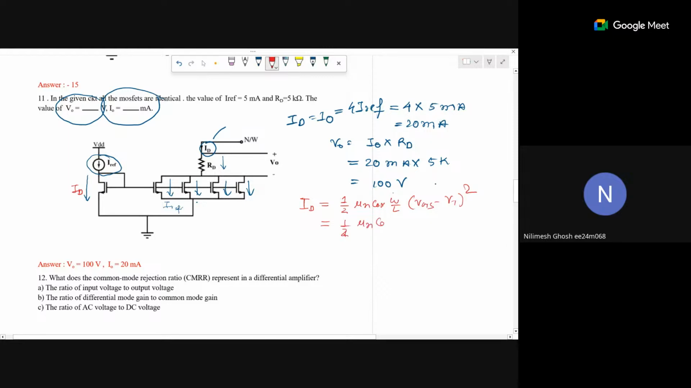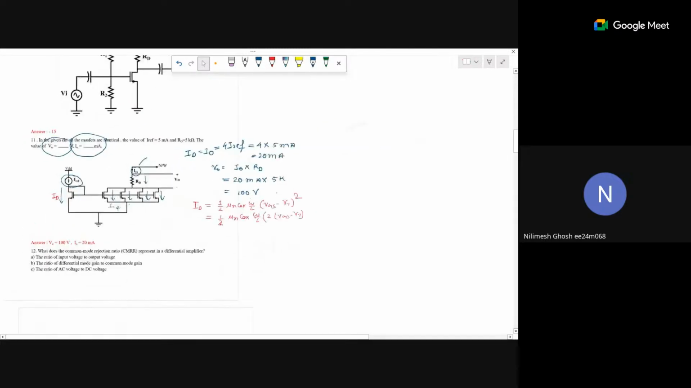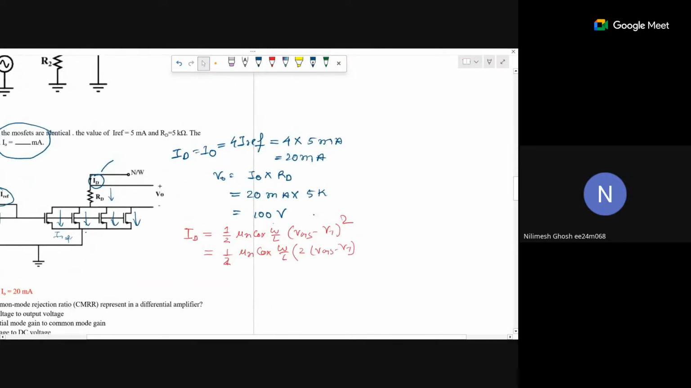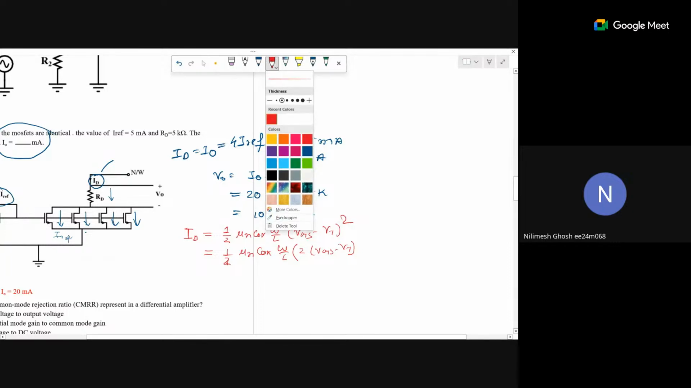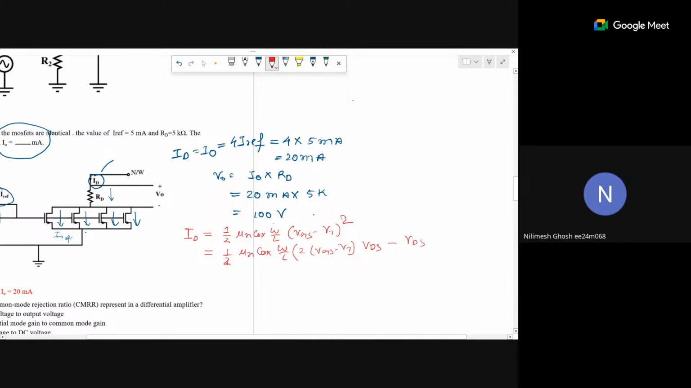mu n Cox W by L into VGS minus VT into VDS minus VDS square by 2. Okay, these two equations, do you know them or not?